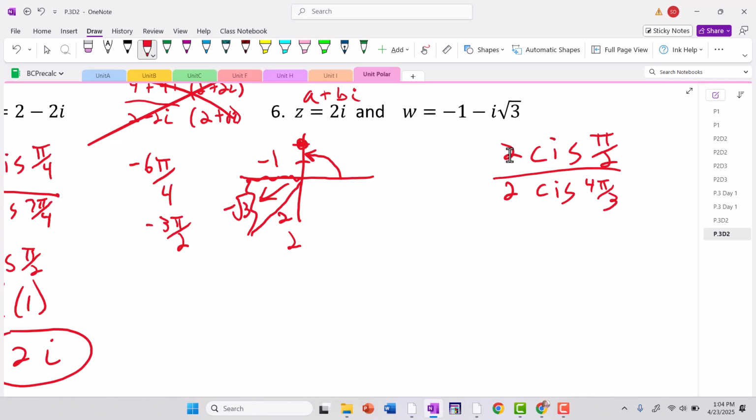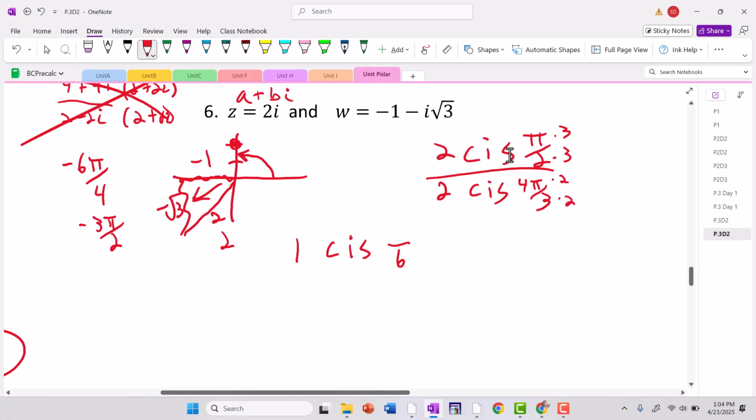That's the way I'd always do it back in the day. So I'm still like a triangle guy, because a lot of times a triangle does really help out. All right, common denominator, 2 divided by 2 is 1. Cis, let me hold off on this angle. Multiply by 3, multiply by 2. That's a denominator of 6, but I got to hold off. 3 minus 8 is -5 pi over 6.